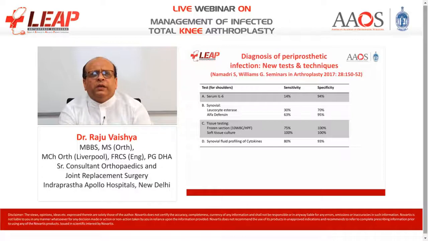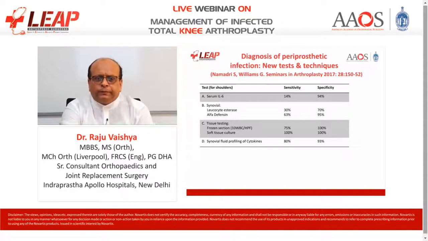The tissue testing by frozen section is also considered to be highly specific, although not so sensitive, where you see more than 10 WBC per high power field should indicate infection. Soft tissue culture is probably the most sensitive and specific test to diagnose infection. Synovial fluid profiling of cytokine is a very new test that again seems to be quite promising.